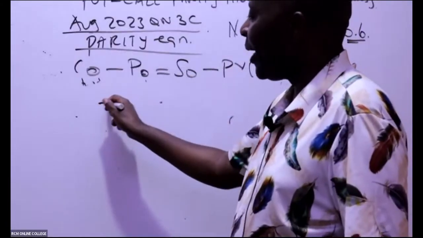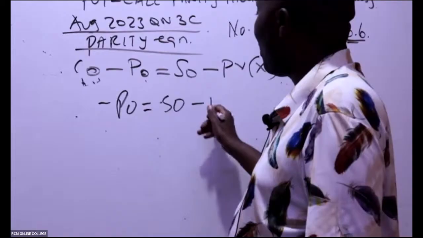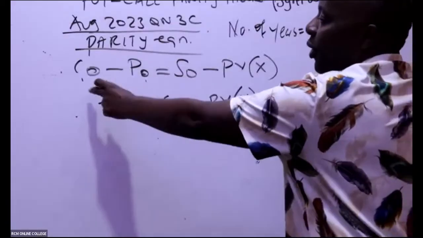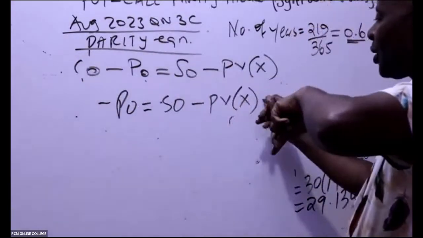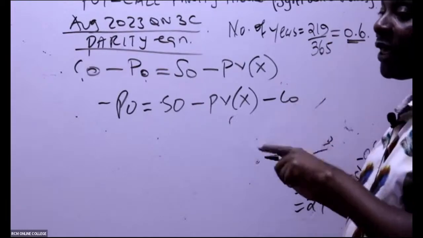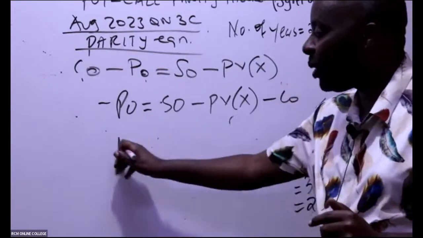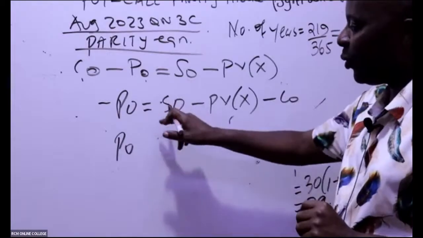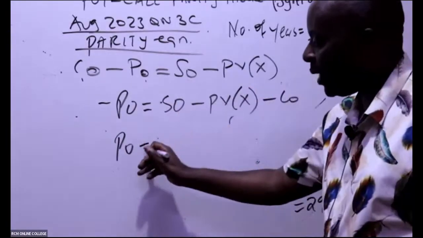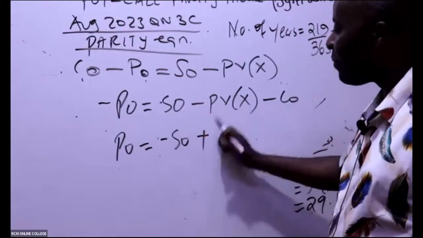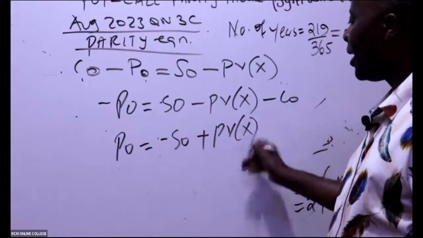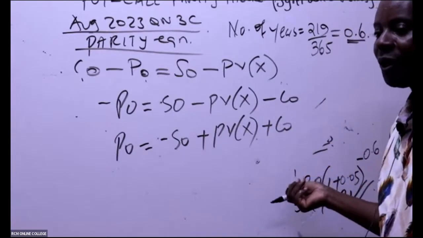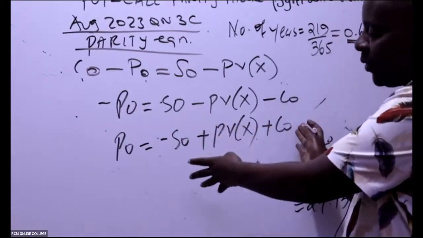So they'll say minus PO equals SO minus PV X, and then our CO is crossing over. Upon crossing over here, it becomes minus. But I don't want a minus PO, I only want positive PO. So all the terms here, we have to change their signs. You divide by minus 1. So this one here will be minus SO, this will be plus PV X, and this one here will be plus CO. Even if you leave them this way, you'll still get the same answer.